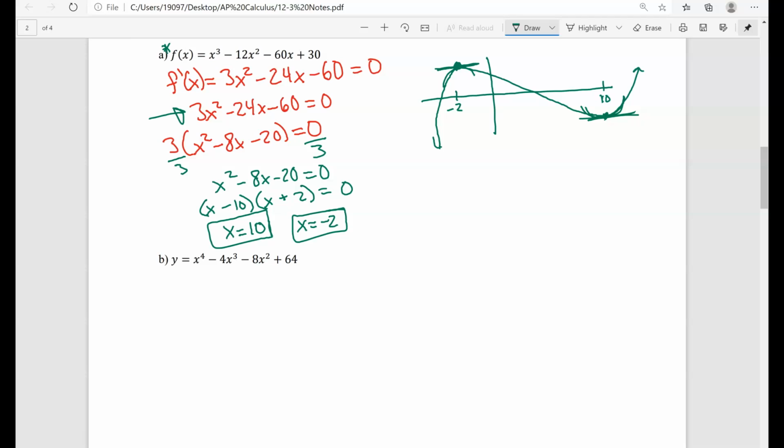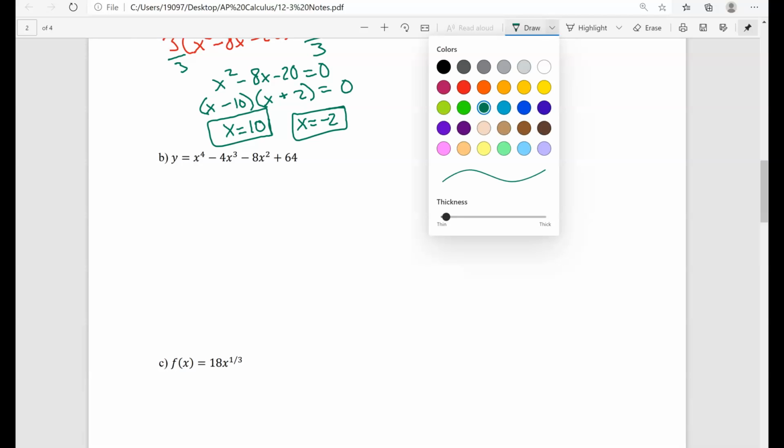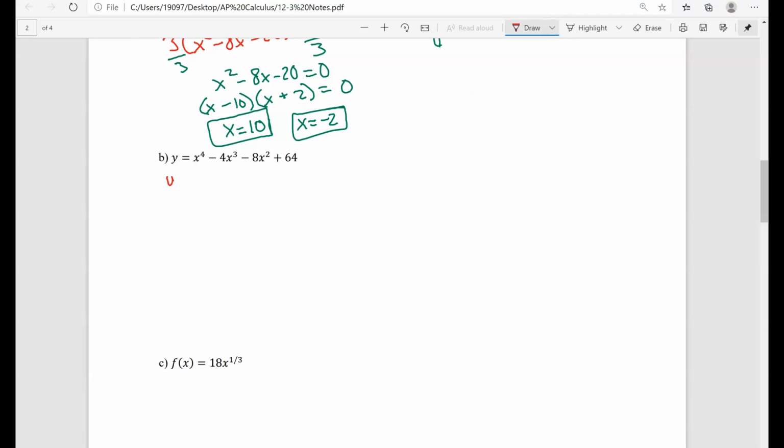All right, let's do this next problem. So we got y equals this guy. So we want to find the critical points. So let's start off by taking the derivative first. So this is going to be 4x cubed minus 12x squared minus 16x. The derivative of 64 is just 0. And then we're just going to set this guy equal to 0.